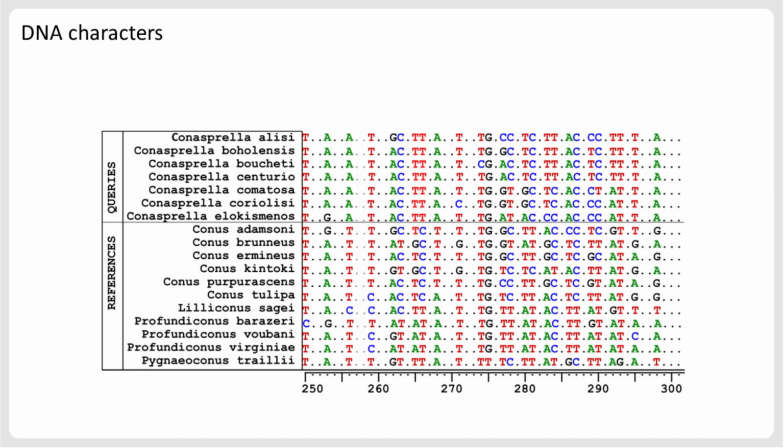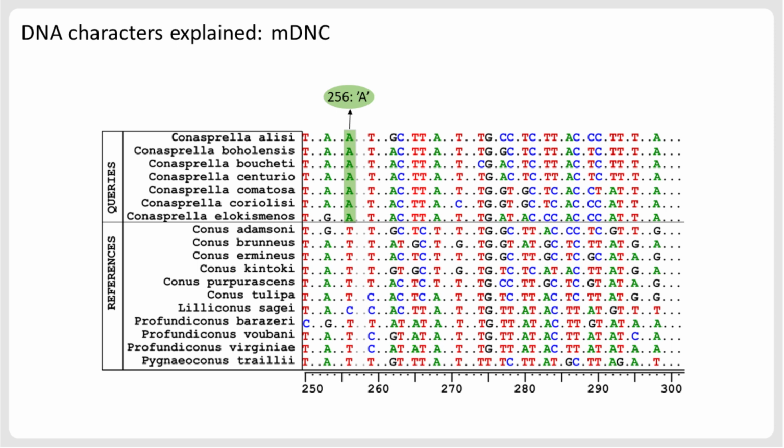First, let's quickly review how DNA characters can vary within an alignment. This slide shows part of a DNA alignment of the barcode fragment of the cytochrome oxidase subunit 1 gene for a set of marine mollusks of the family Conidae. Invariant sites are shown as dots, and the four nucleotides A, C, G, and T are shown in the usual colors: green, blue, black, and red. The top rectangle shows the sequences of the query, in this case the genus Conosprella, and the bottom box indicates the reference taxa. Our goal is to find a set of diagnostic DNA characters for Conosprella, the query taxon.